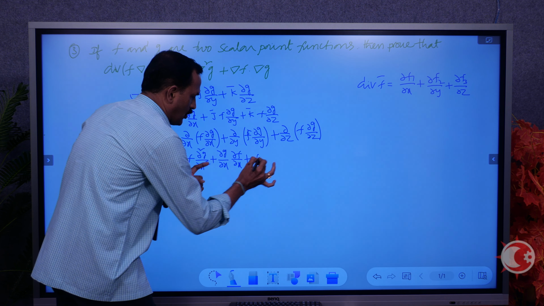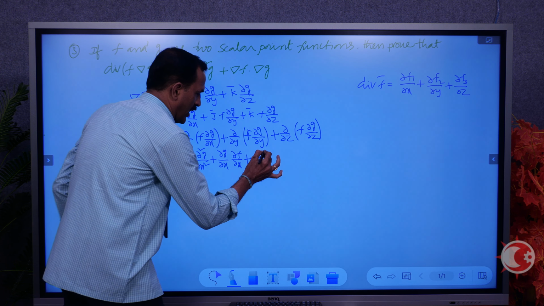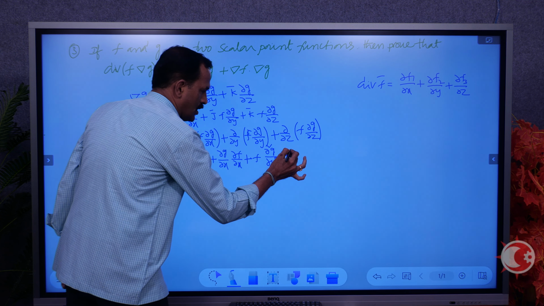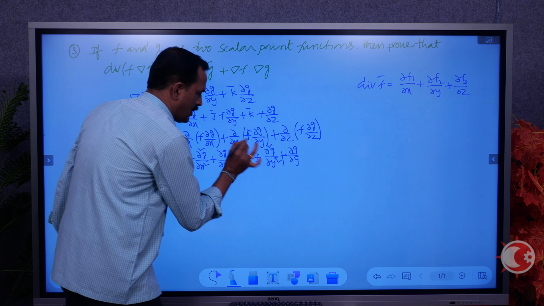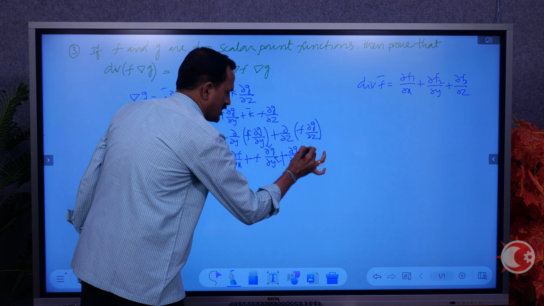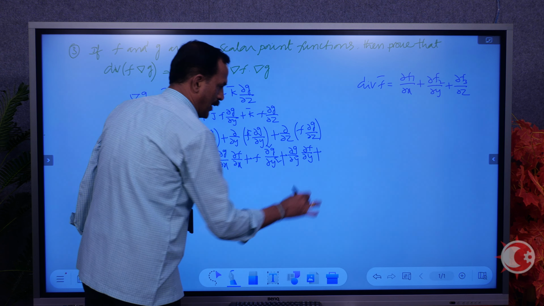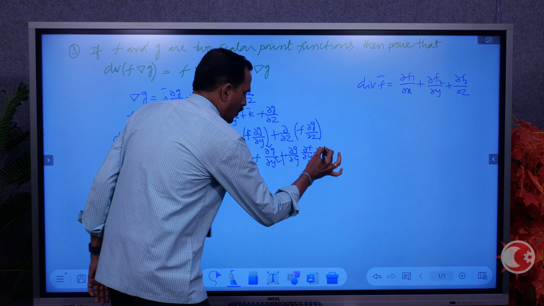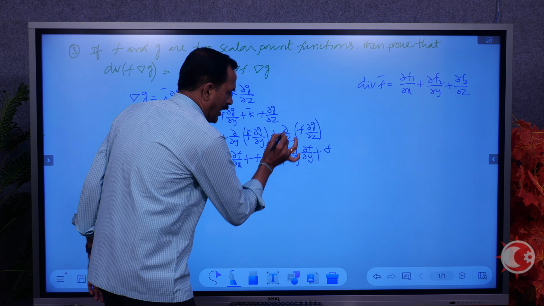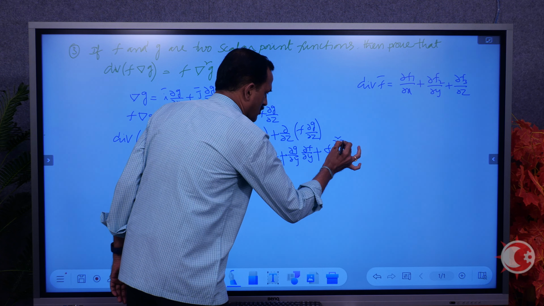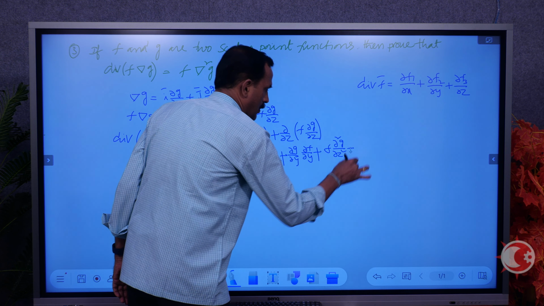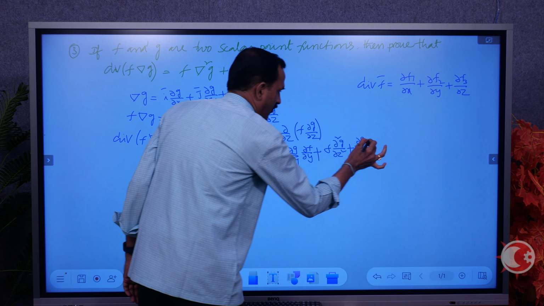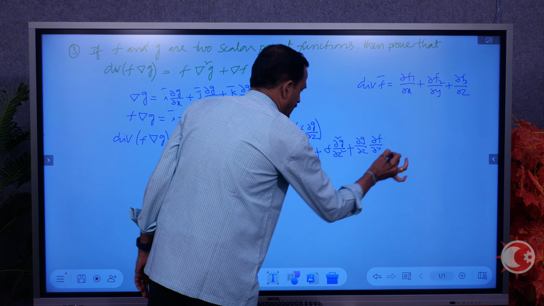In the same way for the second term and third term. Again, f into ∂/∂y of ∂g/∂y, that is ∂²g/∂y², plus ∂g/∂y as it is, and apply ∂/∂y to f, so that is ∂f/∂y. Plus, for the third term also apply the same UV formula. Now f into ∂/∂z of ∂g/∂z, that is ∂²g/∂z², plus ∂g/∂z as it is, times ∂/∂z of f, that will be ∂f/∂z.